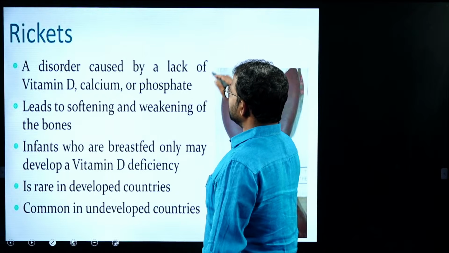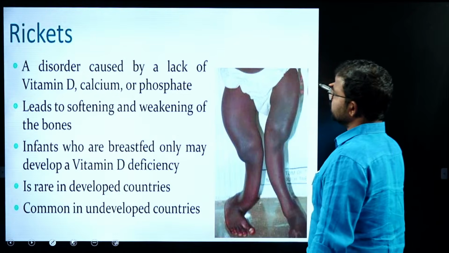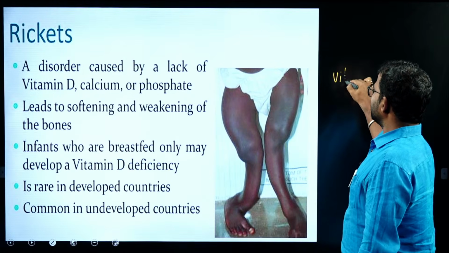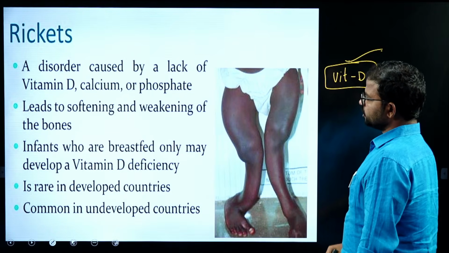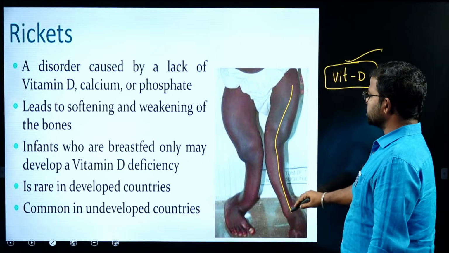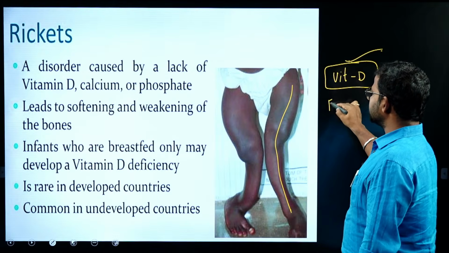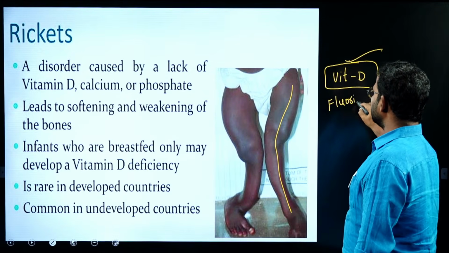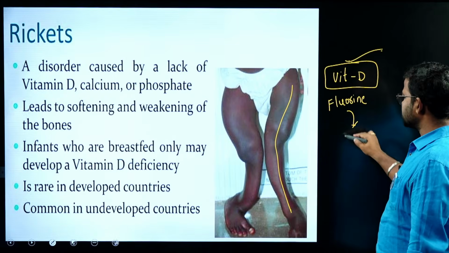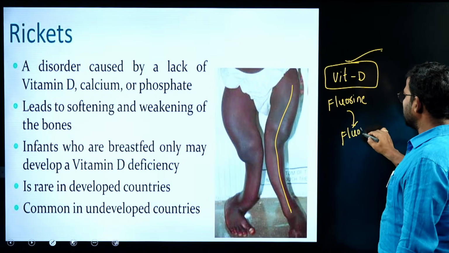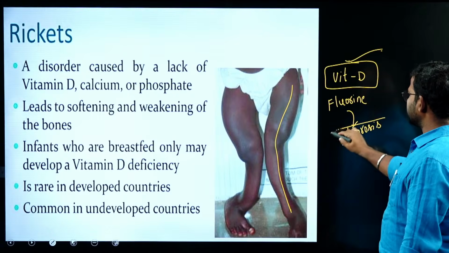So here it is. Actually, rickets is caused by the lack of vitamin D. So lack of vitamin D, so rickets. It affects the bones also. Next, if you consider fluorine, the excess of fluorine also causes a disease. Now, what was that? Fluorosis. So fluorosis.